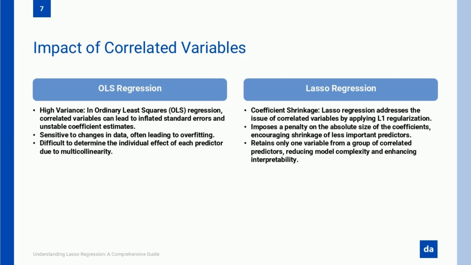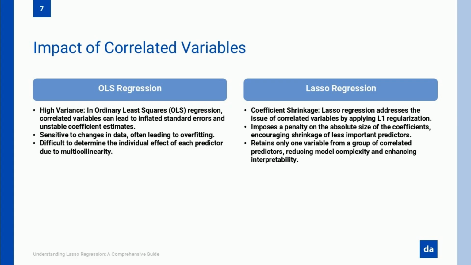Now, here's where Lasso comes in and handles things differently. Instead of letting both correlated predictors fight for space in the model, Lasso simply chooses one and eliminates the other. The way it does this is by applying the L1 penalty, which forces some coefficients all the way down to 0. If two predictors are providing almost the same information, Lasso won't keep both. It will shrink one of them to 0, effectively removing it from the equation.